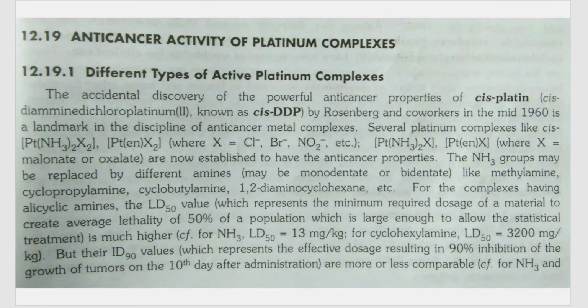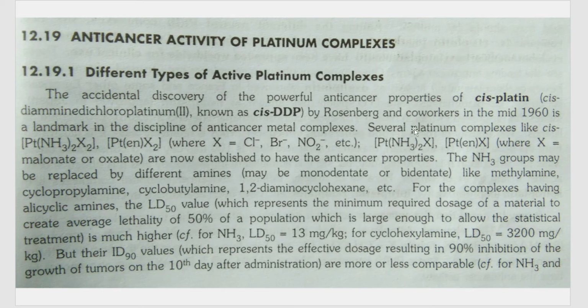Next, we are studying another important concept, that is the anti-cancer activity of platinum complexes. How platinum complexes are useful for treating cancer. It was found out in the late 1960s that platinum complexes, only the cis complexes of platinum, can be used for treating cancer. It was accidentally discovered, and it was found that the cis isomers of platinum are very, very good in treating cancer.